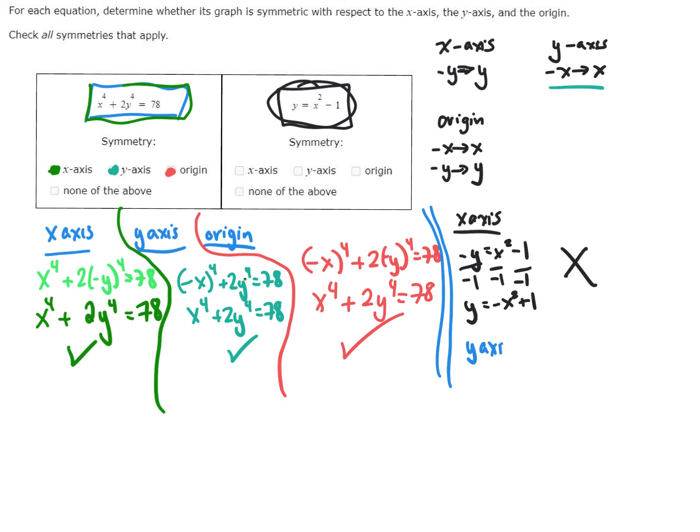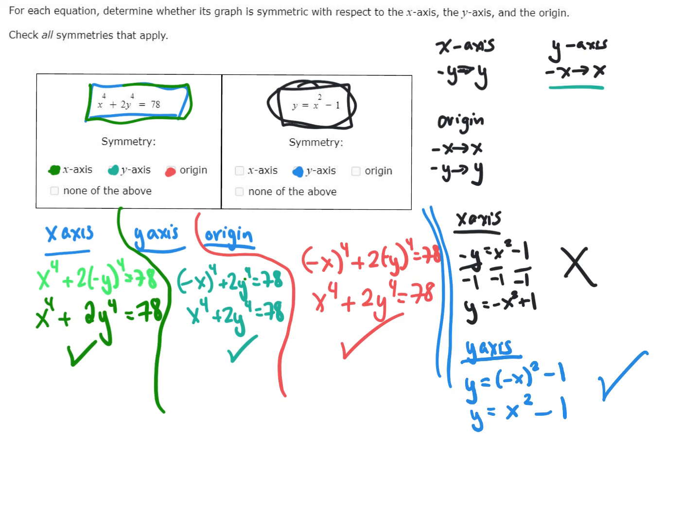And so for the y-axis, we're going to replace the x with negative x. So that's going to give me y equals negative x squared minus 1. Now this is a good one because negative x squared, again, same concept, even number of negative signs is going to become positive. So that gives me x squared minus 1. That's the exact same as what I started with, so it is symmetric to the y-axis.